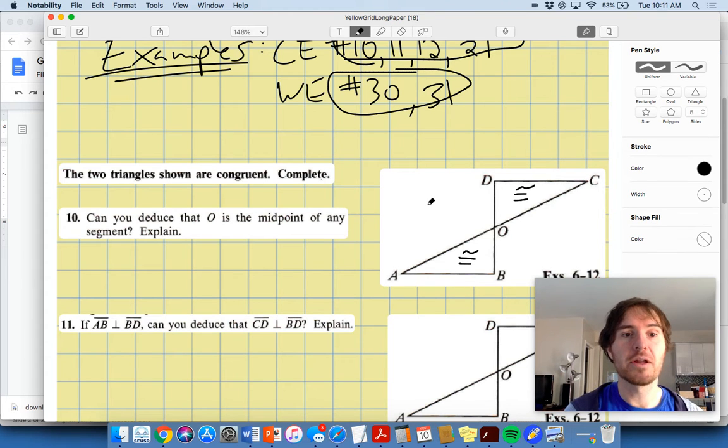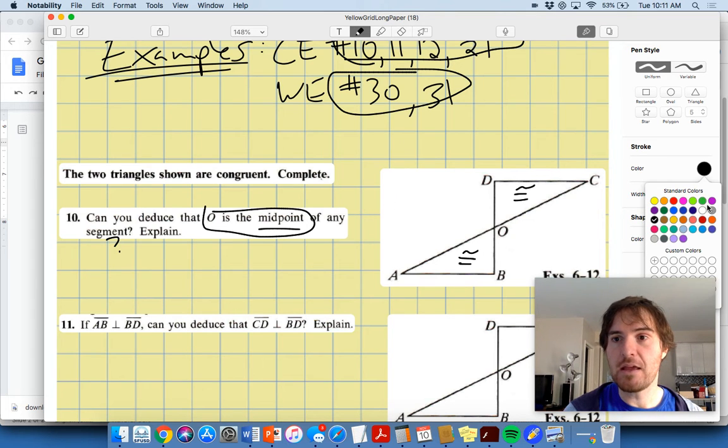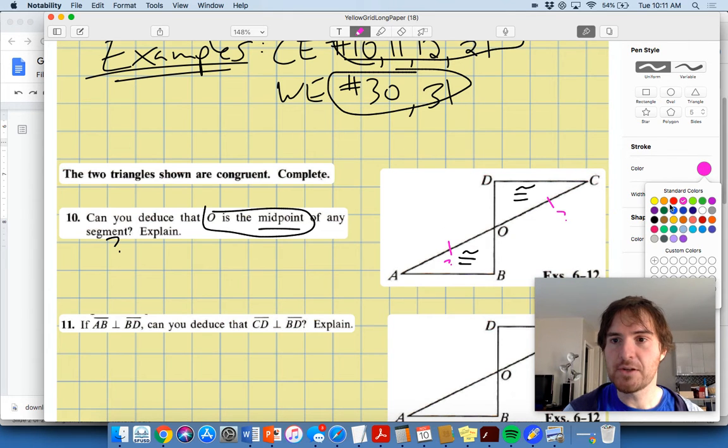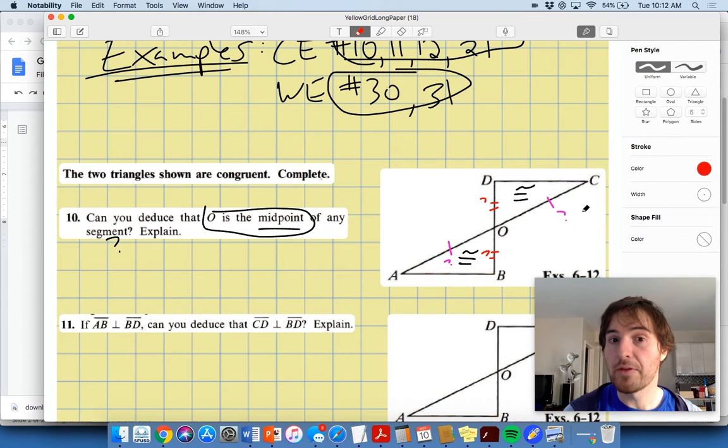Anyways, question here. Can we deduce that O is the midpoint of any segment? So now it's asking us to flex our proving skills and establish a fact here. Is O the midpoint of any segment? Explain. Well, if O were a midpoint, here's where I'd recommend really marking up your diagram. If O were a midpoint of, say, segment AC, then AO would have to be congruent to OC. Maybe we'll get back to that a little later. Can you justify that? And also, if O were to be a midpoint of segment BD, then OB would have to be congruent to BO right there.